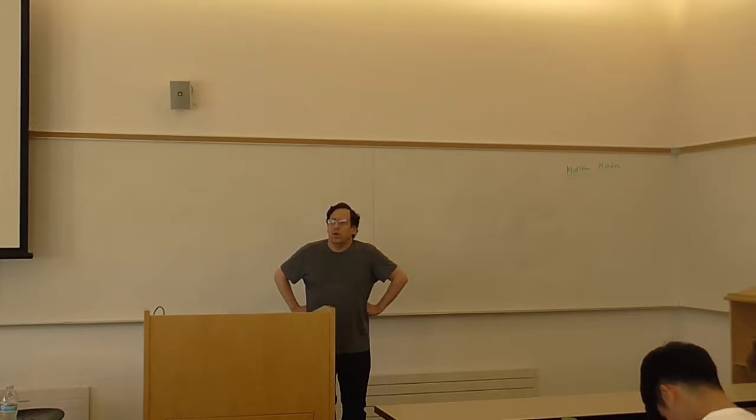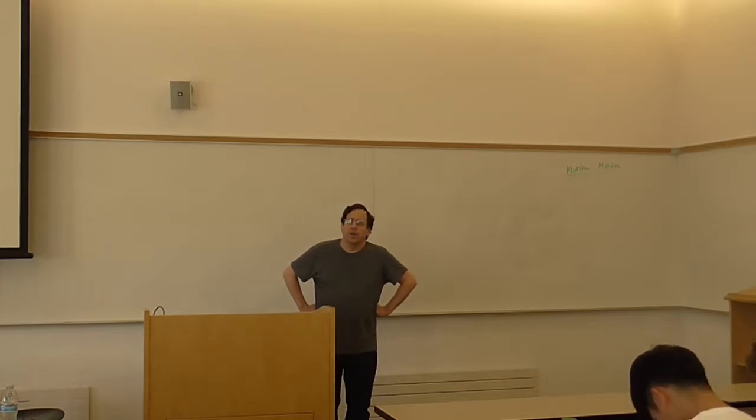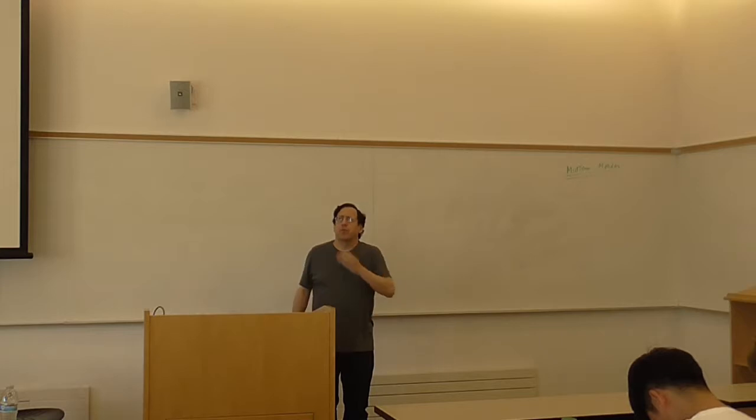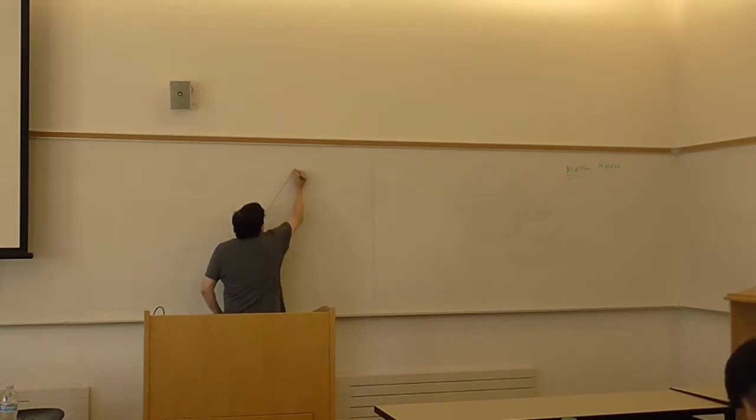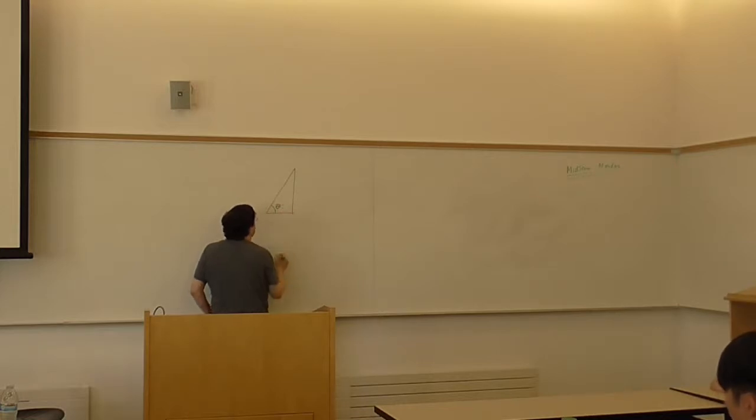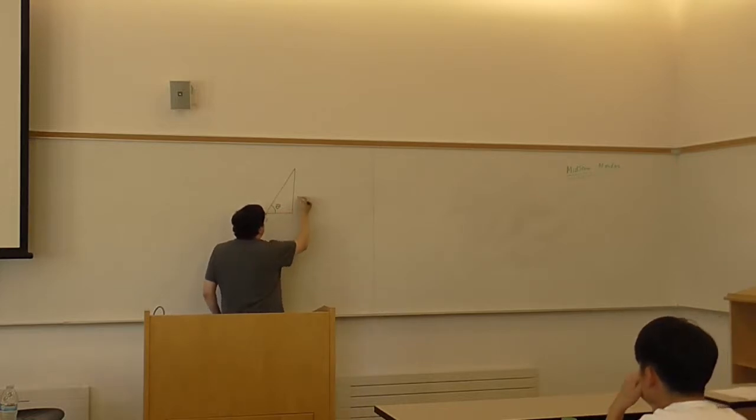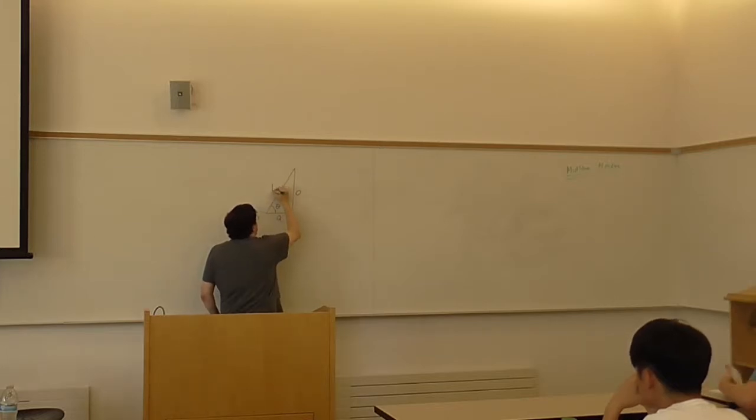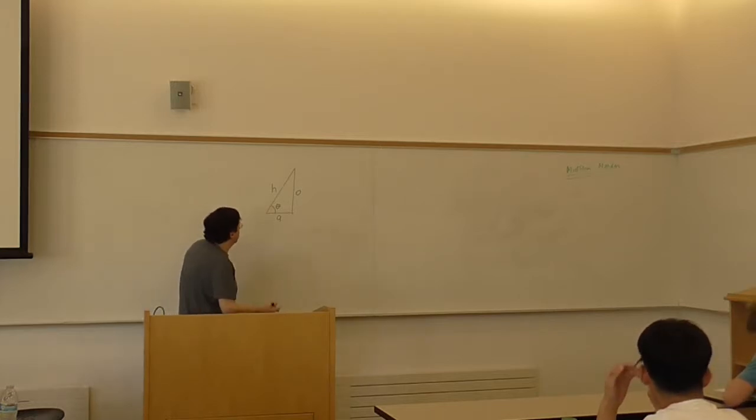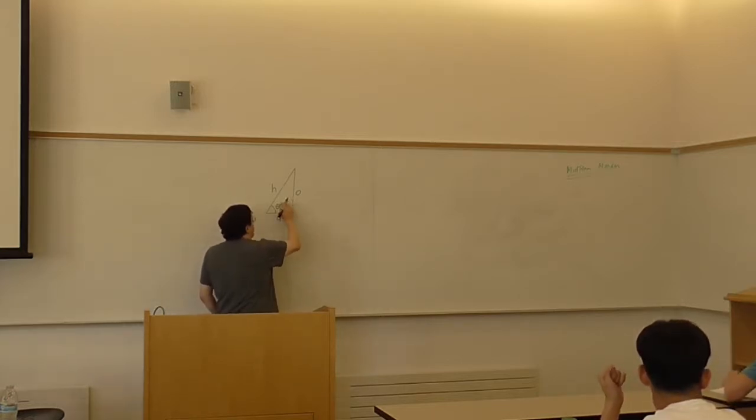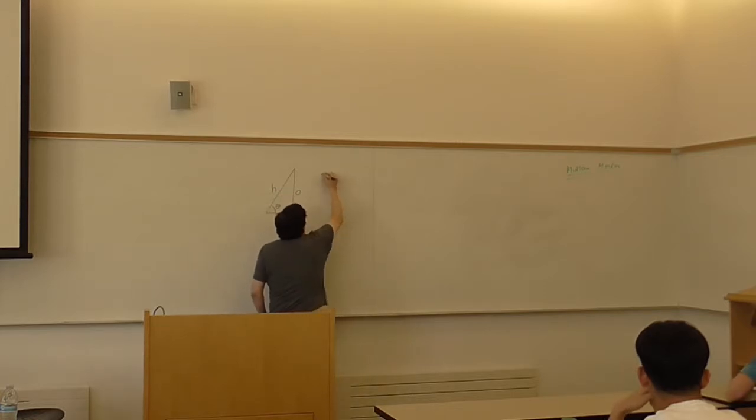So I want to pick up on something I left off with on Wednesday, having to do with the right triangle. I have a right triangle, again, there's an opposite side, an adjacent side, and a hypotenuse. And we define some functions in terms of this angle and these sides.